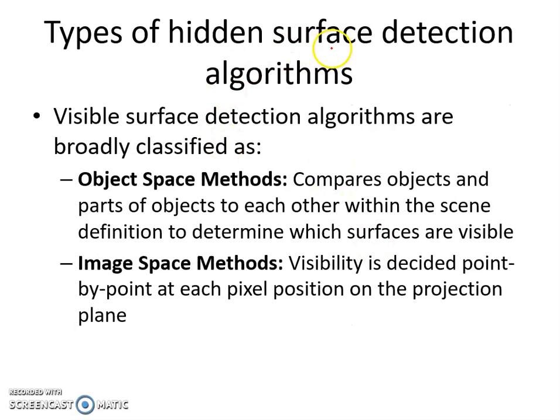Types of hidden surface detection algorithms can be broadly classified as object space method and image space method. In the object space method, it compares objects and parts of the objects to each other within the scene definition to determine which surfaces are visible. And in image space methods, visibility is decided point by point at each pixel position on the projection plane.